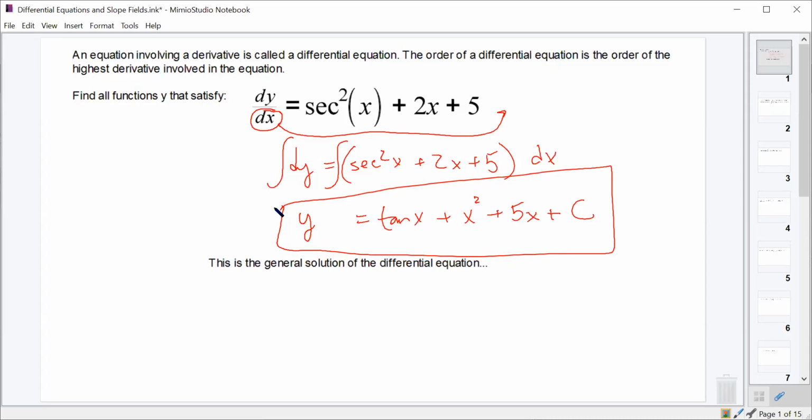This represents all possible functions that, when you take their derivative, give you secant squared x plus 2x plus 5, right? The derivative of the tangent gives you the secant squared, the derivative of the x squared gives you a 2x, the derivative of the 5x gives you a 5, and the derivative of any constant, plus 1, minus 7, plus 8,000 pi, they all just become 0 when you take their derivative. Nothing really different here other than we just integrate.